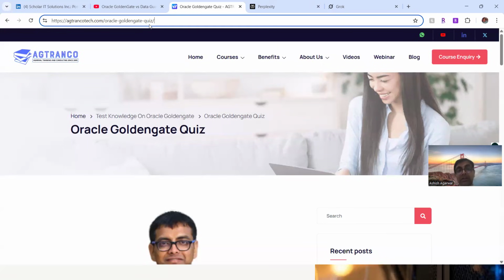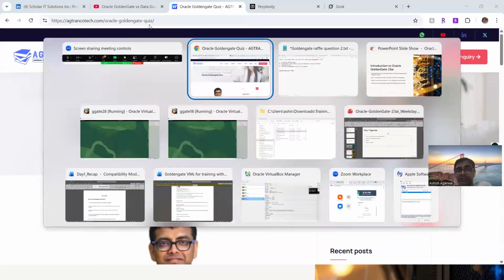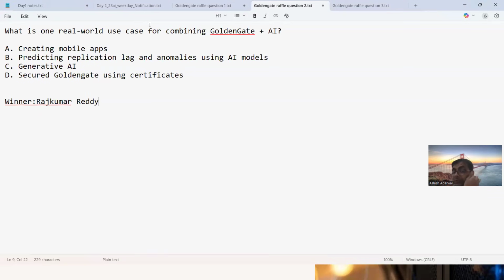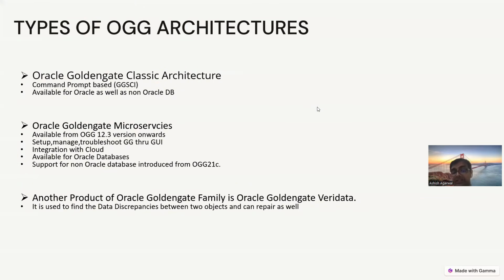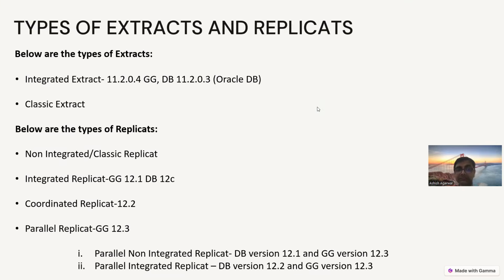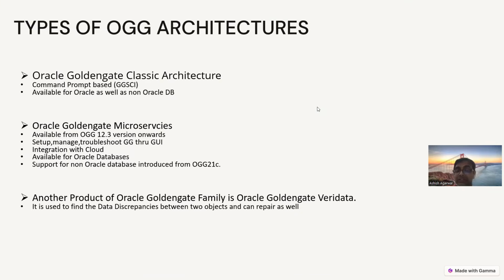Okay, so now let us continue. 23ai is a new feature in the new version of GoldenGate, wherein GoldenGate has embraced AI. These are the architectures in Oracle GoldenGate: classic architecture, microservices, and then there is Veridata.